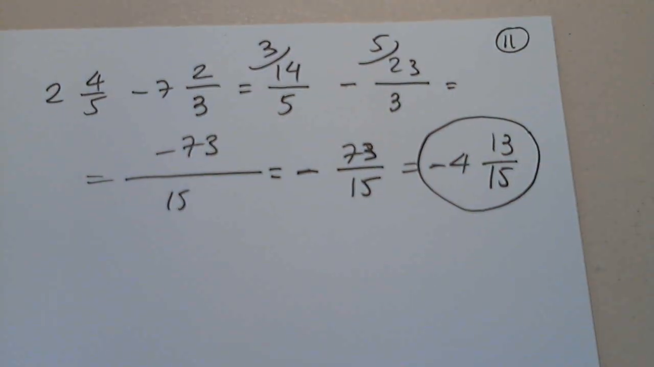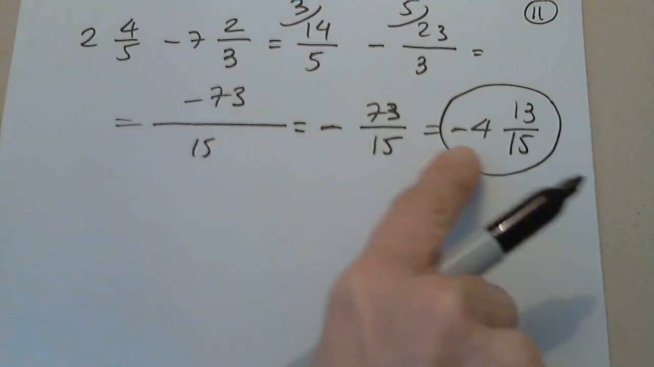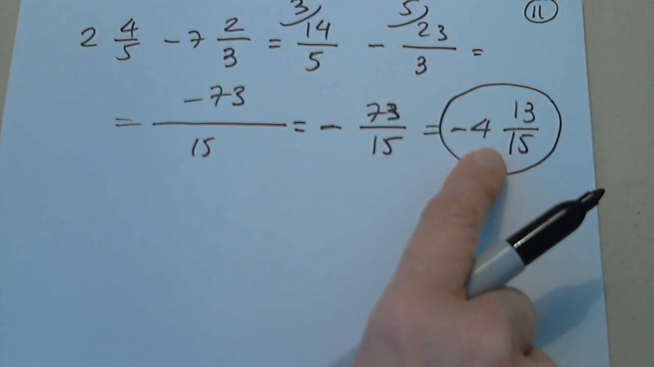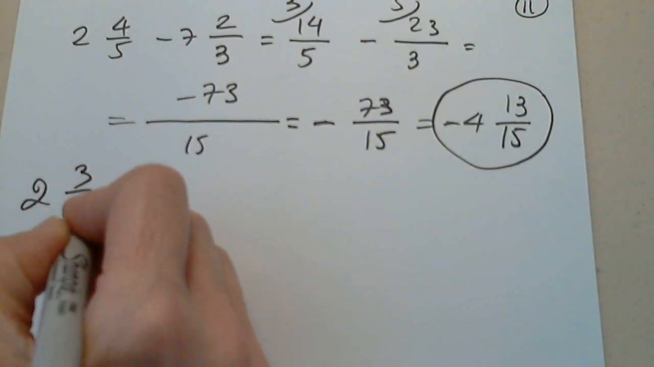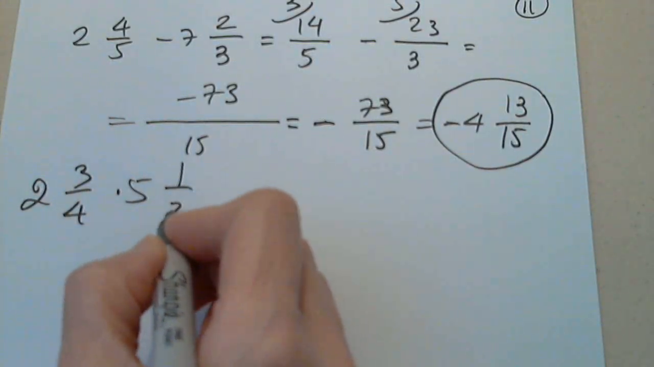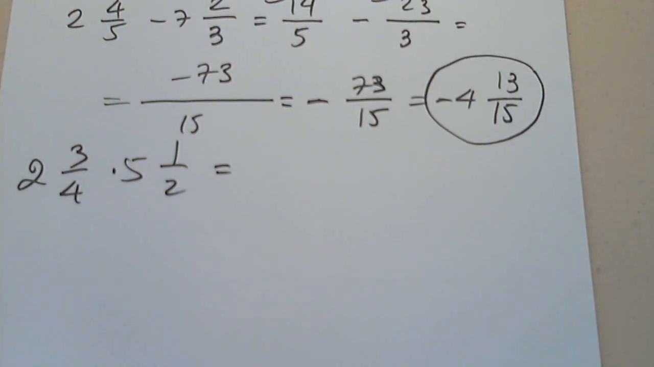Okay, let's see how we multiply and divide. Same way. We have to put the integers back in. Here there is another option, but with multiplication and division there isn't. 2 3/4 multiplied by 5 1/2. We have to put the integers back in and then we just multiply as usual.